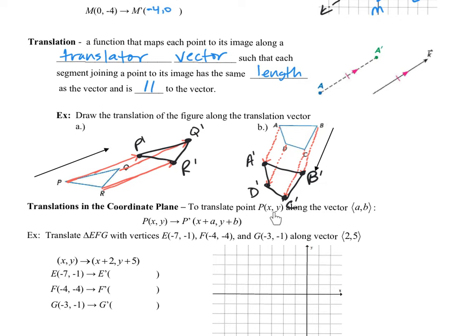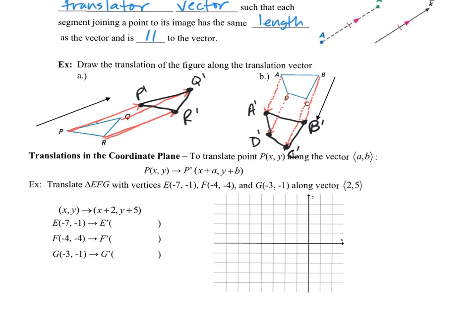If we're going to translate a point P along a vector AB, remember this is a vector represented in component form, where A represents a horizontal move and B represents a vertical move. So if our pre-image points have coordinates x, y, and we're going to translate that point along the vector AB, that means we would just add A to the x value and add B to the y value. So let's look at this example where we're going to translate triangle EFG with these vertices along the vector 2, 5. So let's start by graphing the triangle.